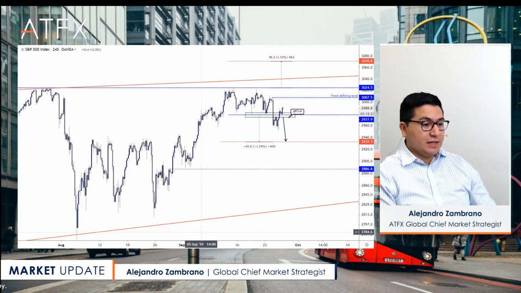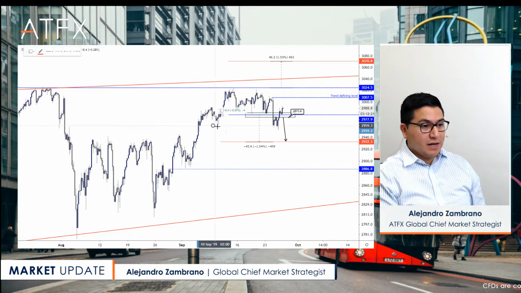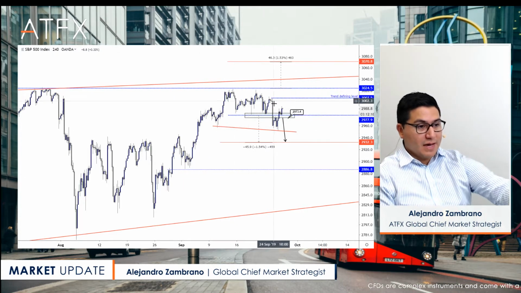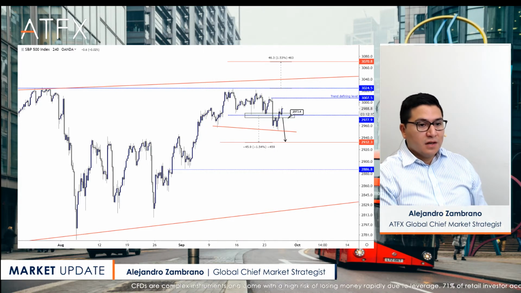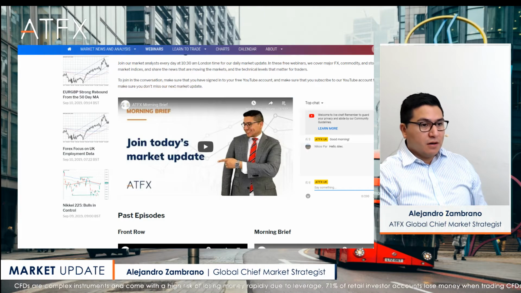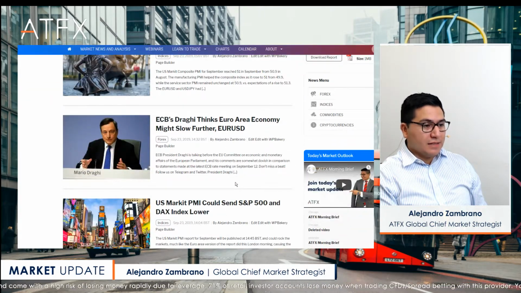And the way this looks now is an even bigger head and shoulders, with a massive head, potentially the right shoulder, and now the left shoulder. I did do an update as well on the Nasdaq 100.